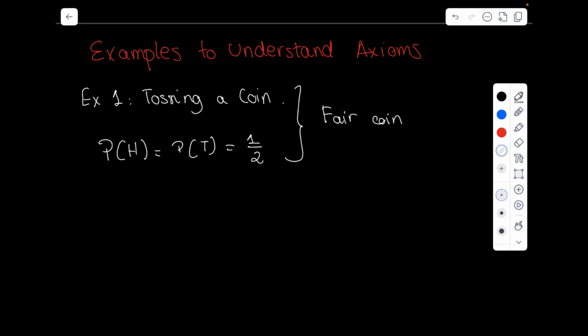Imagine you toss a fair coin. The probability of getting heads would be the same as the probability of getting tails, which would be 1/2. But if we had a biased coin, say heads is twice as likely as tails, then the probability of getting heads would be 2/3, and the probability of getting tails would be 1/3.